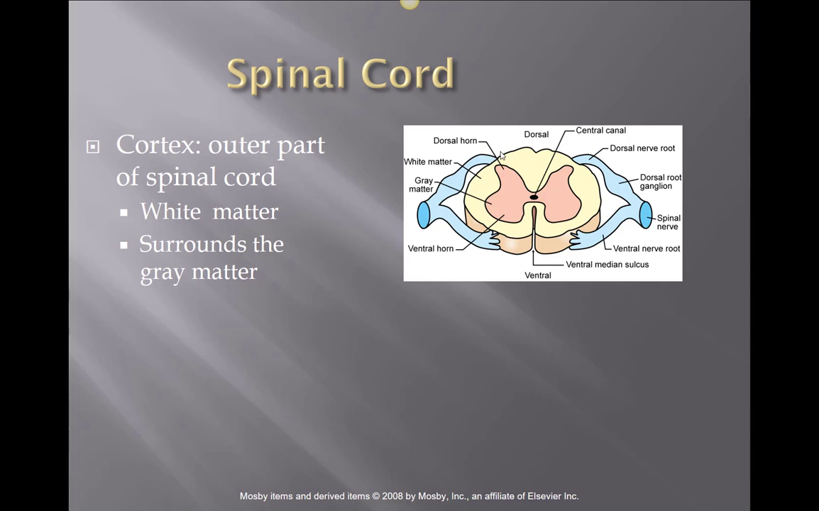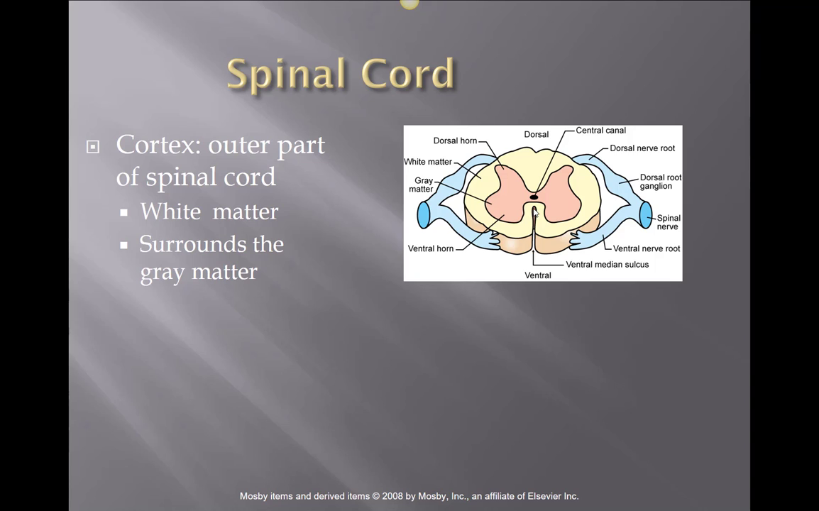The outer portion is the cortex, and this is all white matter. All this white matter out here is all axons moving through. So the very center is the medulla, it's gray matter. The outside of it is the cortex. This is all going to be white matter. And the more central the white matter is in the cortex, the more cranial those nerves are going to exit. And the ones that are more peripheral out here, the more caudal they're going to exit.